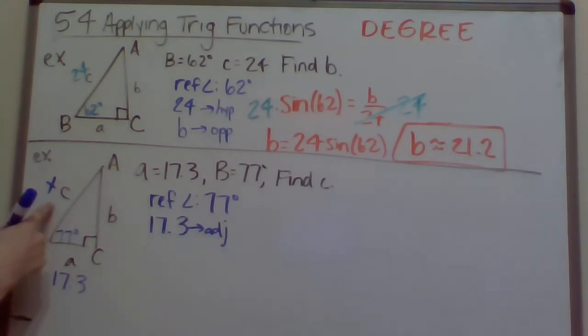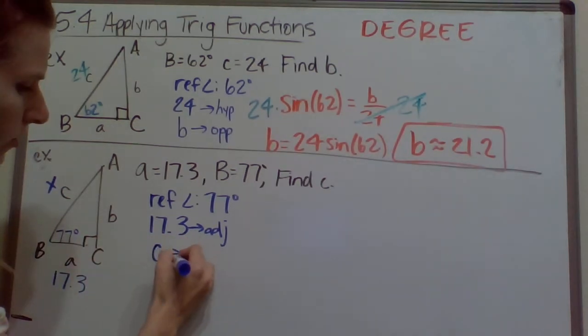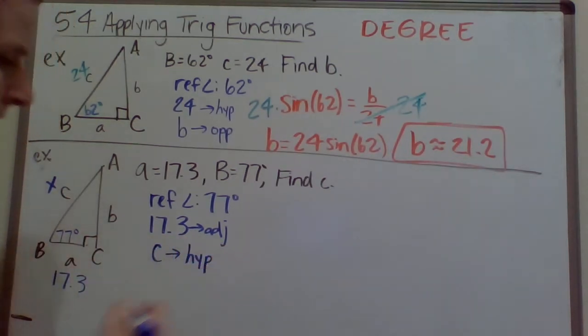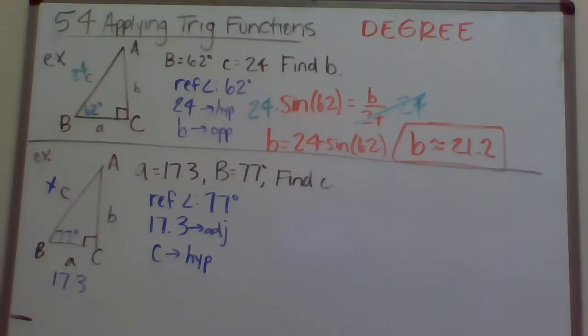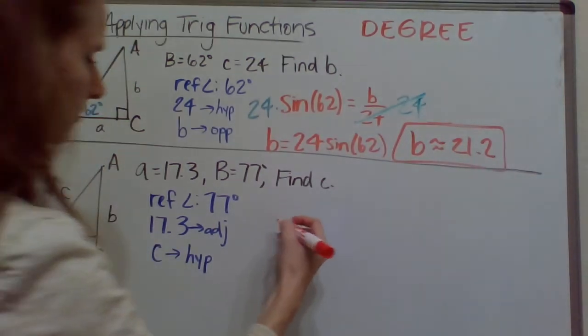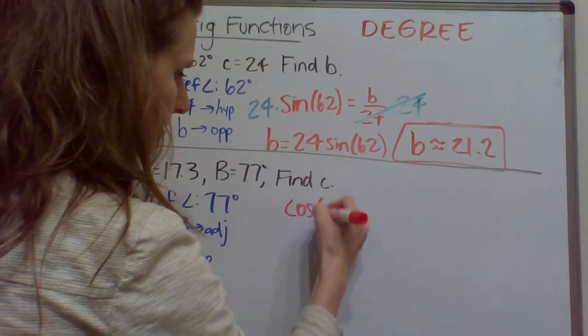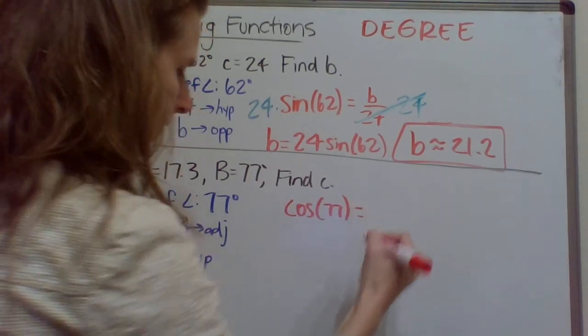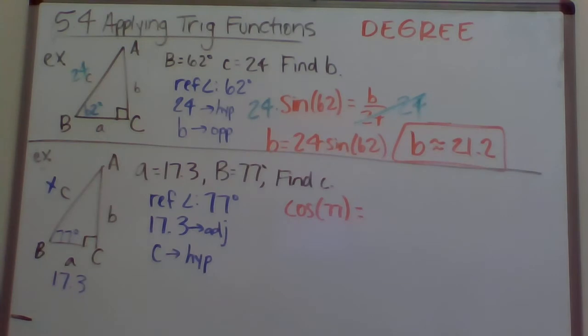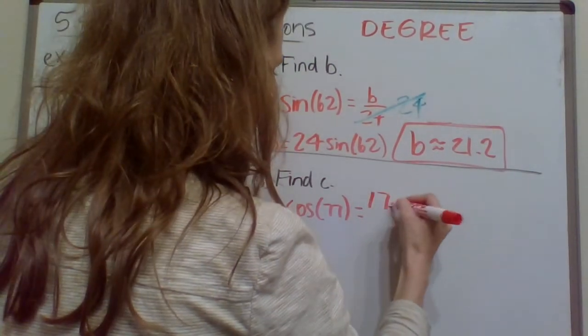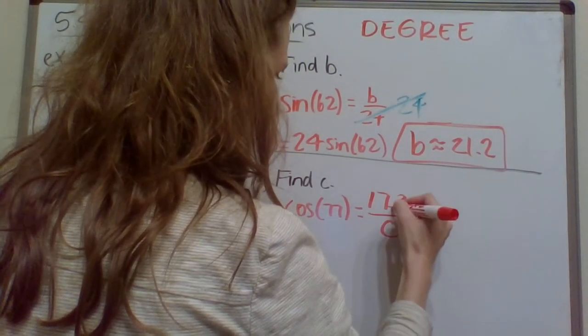And I'm trying to find side C, or you can call it X or whatever you want, which is going to be the hypotenuse. So then if I look at this list here, I've got adjacent and I've got hypotenuse, which means that we're going to use the cosine ratio. So if we set up the cosine ratio, that looks like the cosine of 77 degrees equals adjacent over hypotenuse. So that's 17.3 over C.